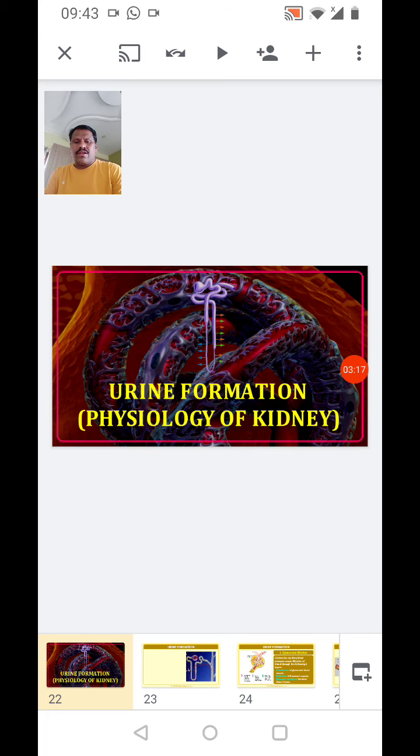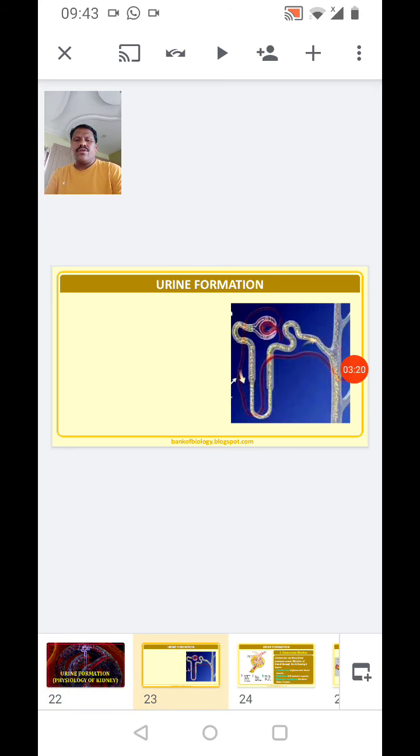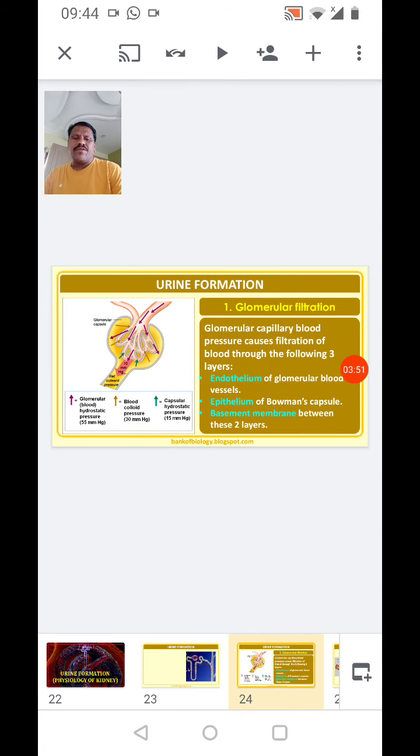And now we will get into the topic of urine formation. Urine formation occurs in three steps. Number one is glomerular filtration. The second step is selective reabsorption. And the third step is tubular secretion. Three steps: filtration, reabsorption, secretion. We will see them one by one. First, we will see glomerular filtration.